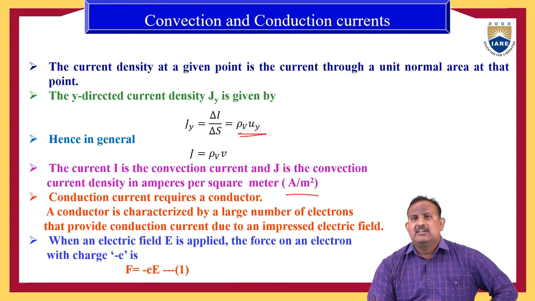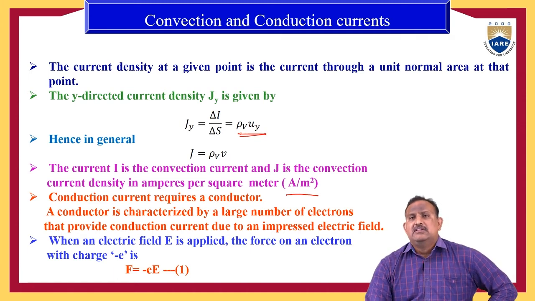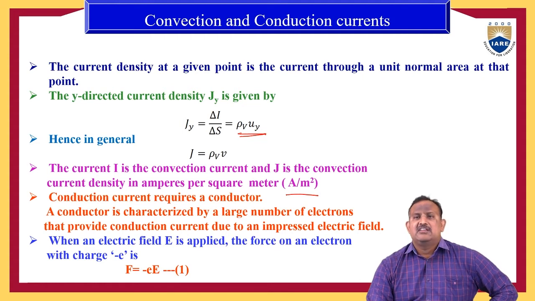So here in convection current density, it doesn't involve any conductors, whereas conduction current density requires a conductor for the flow of charge. A conductor is characterized by a large number of electrons that provide conduction current due to an impressed electric field. So let us assume an electric field E is applied.